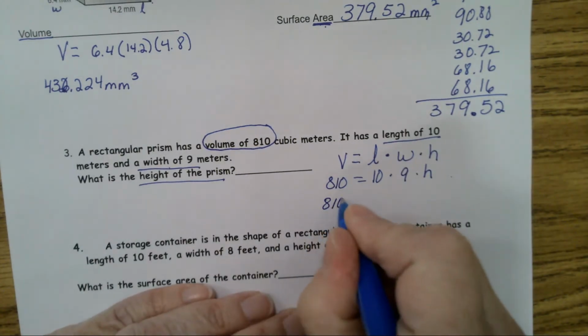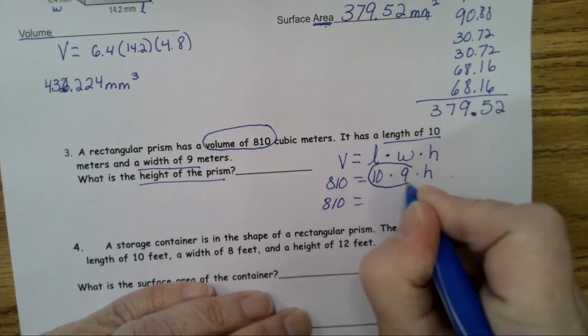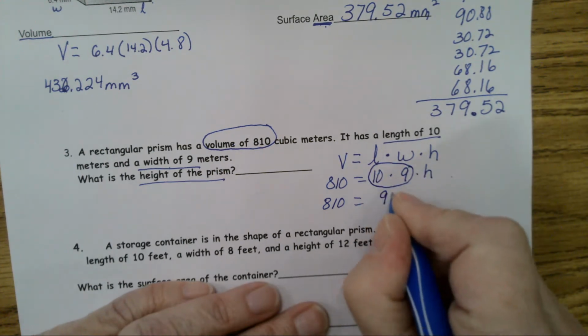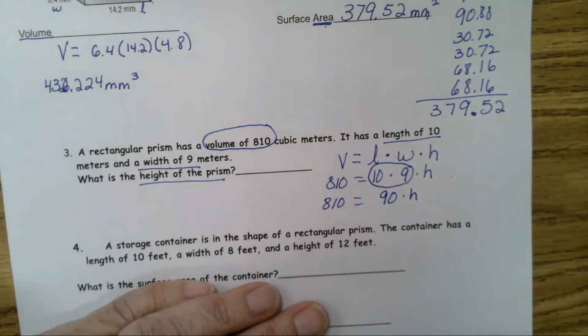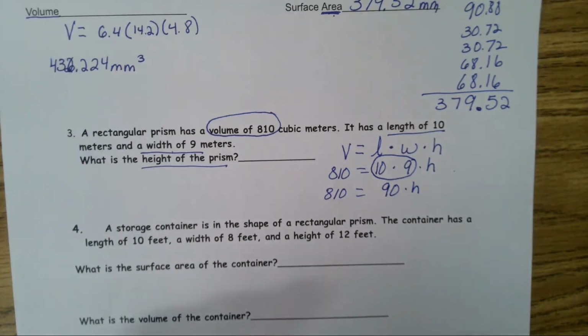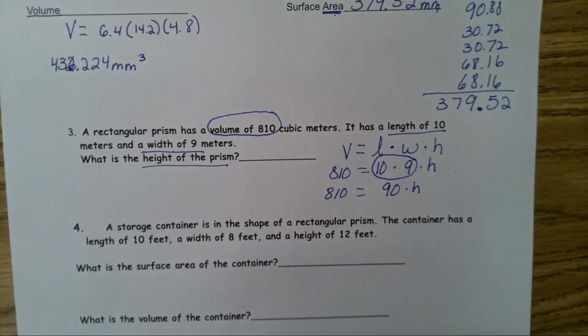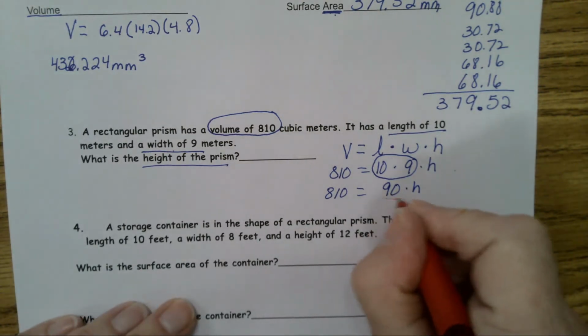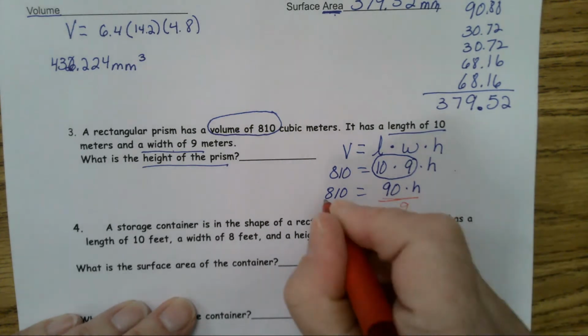Now, let's combine our like terms. 810 equals, what's 10 times 9? 90 times H. You got it? Now, 90 times what is 810? All you have to do is, what's the opposite of multiplying?